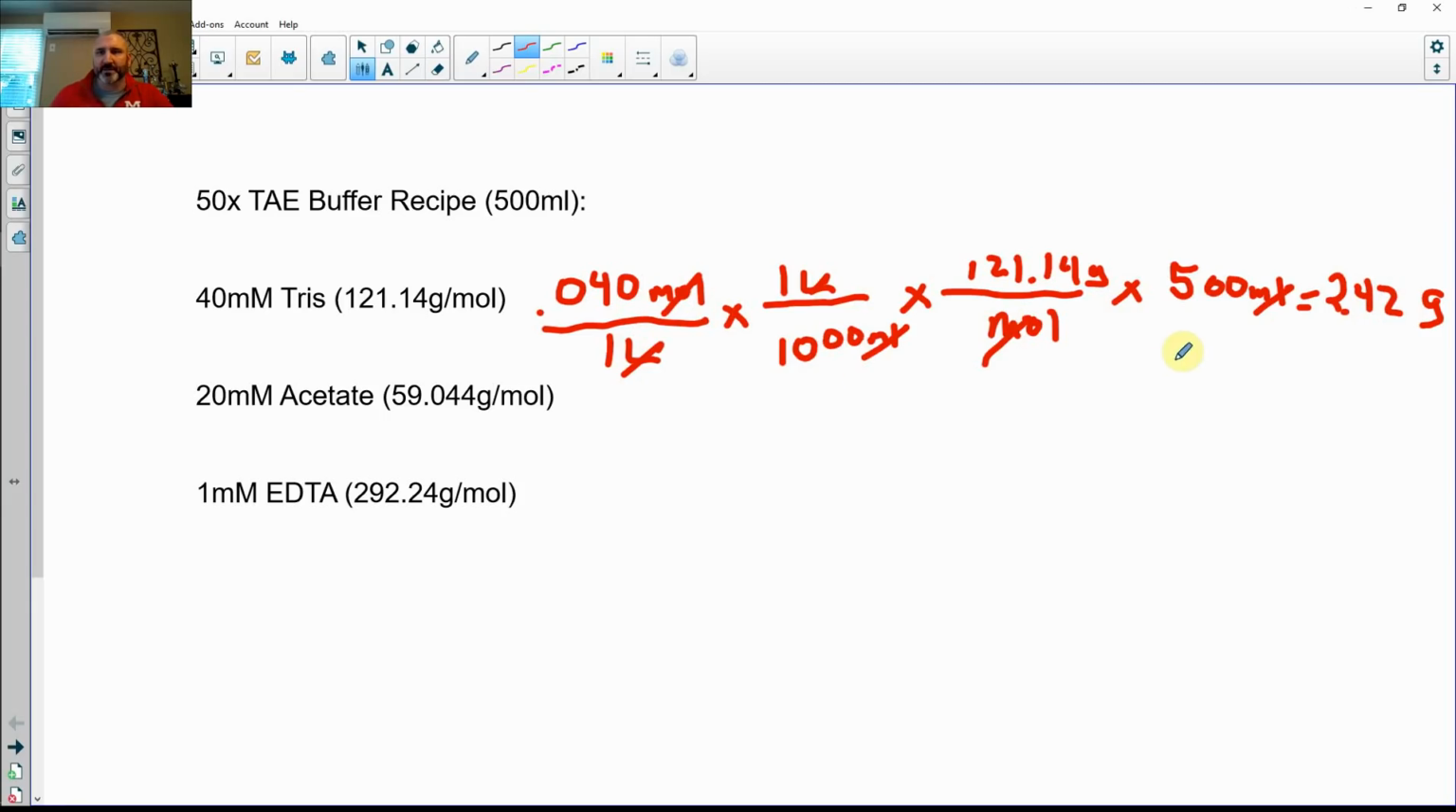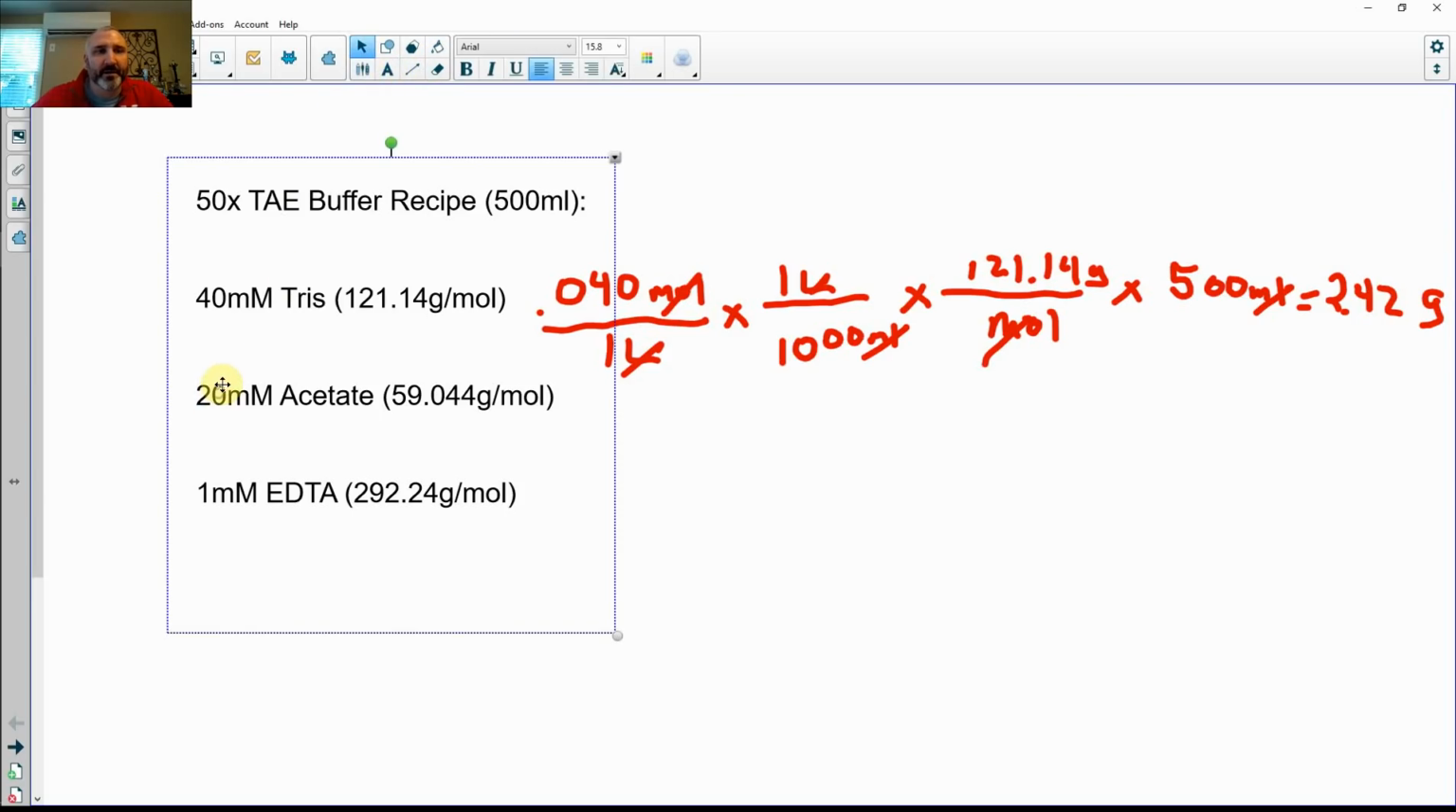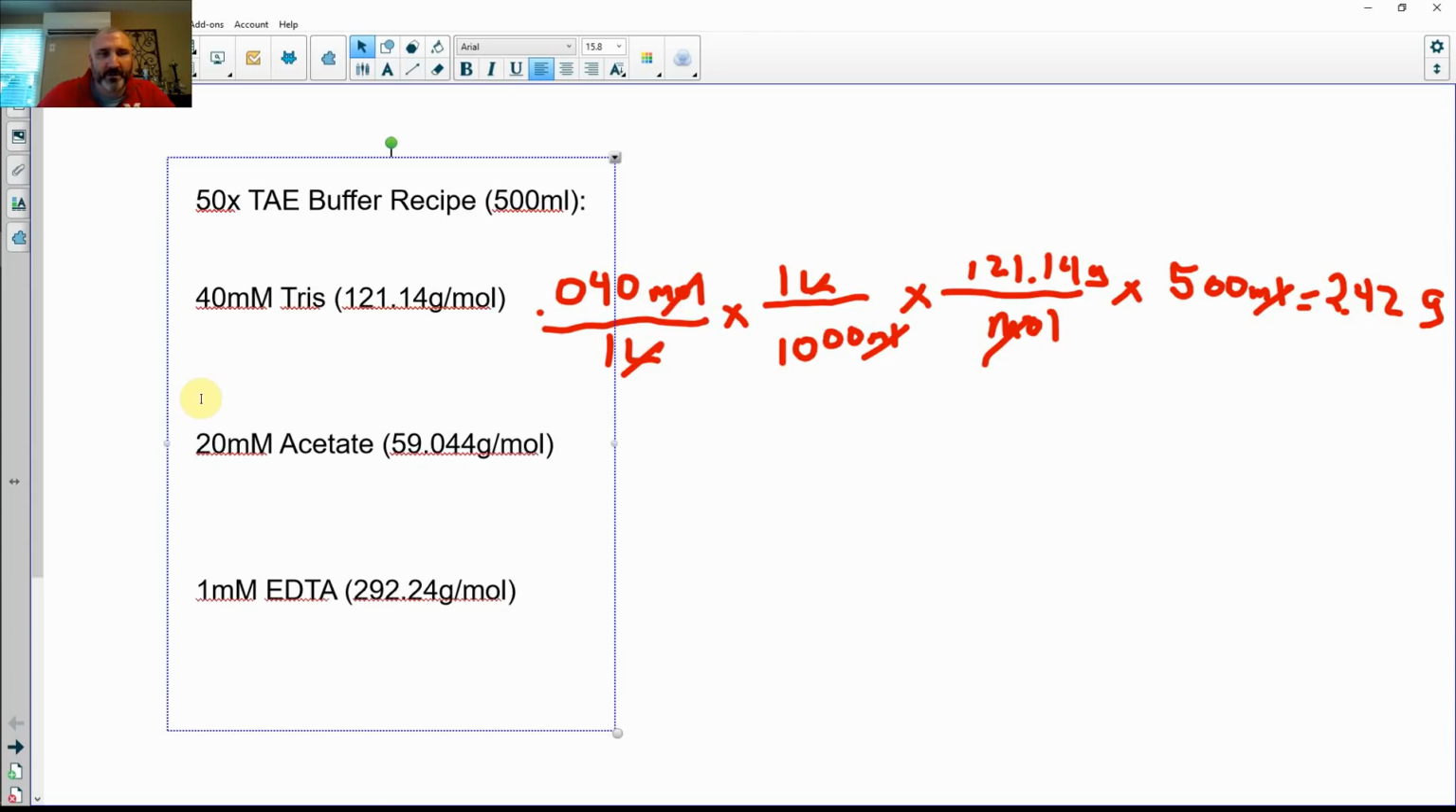And sig figs I'm not too worried about, only because I don't have the room over there to write more. But if you have more, that's fine. Give myself some more space here. Enter and enter. All right.